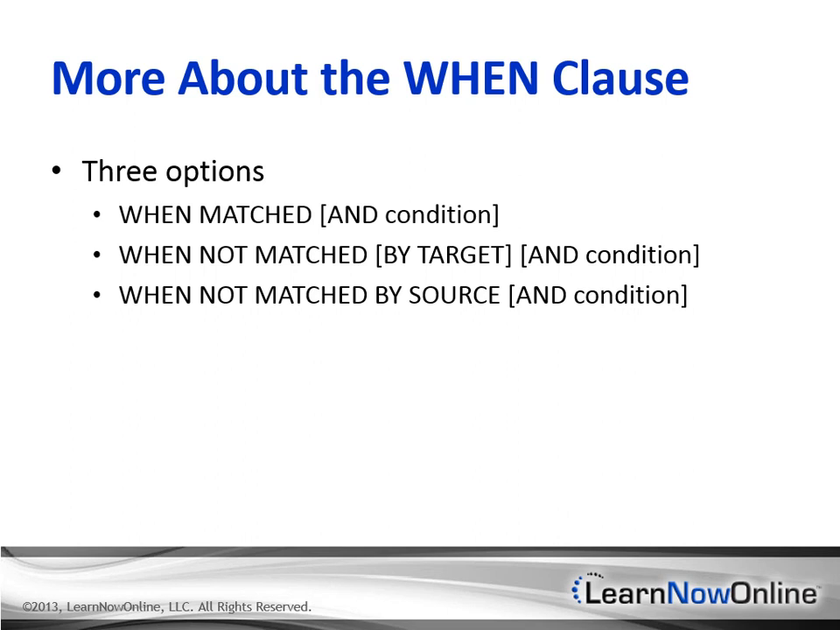And then the third form is when not matched by source, and again an optional condition. This form of when clause kicks in when rows in the target don't match a row in the source. In this case, you can either update or delete the row in the target. You can have at most 2 of these in a merge statement, and again the second must have a condition associated with it.